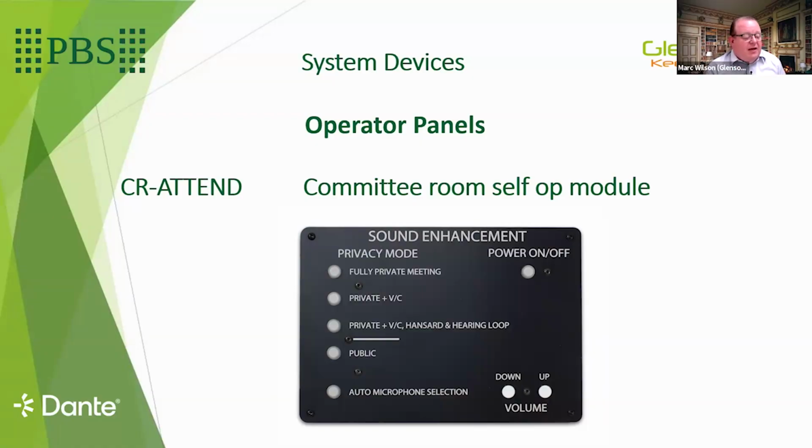And they can just decide whether they're having a private or public meeting, whether the remote contributions, Hansard is logging, hearing loop system is active. There's just a few simple settings there that can be enabled. And when they finish, they just hit power off. That puts the end stamp on the recording. Everything is logged and they walk away. It's a very simple self-op control panel. Obviously our DSP is doing all the work, but this is just a remote control to enable it.